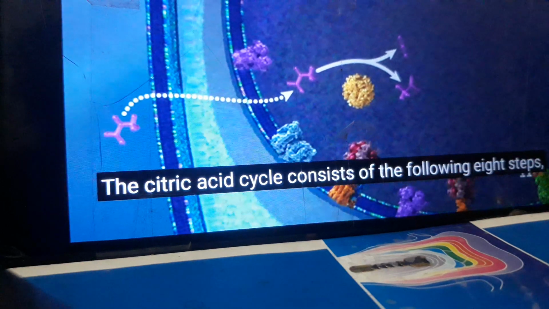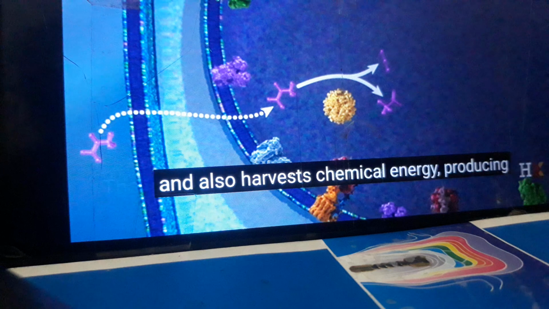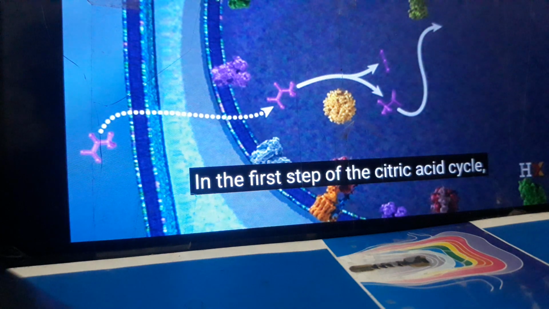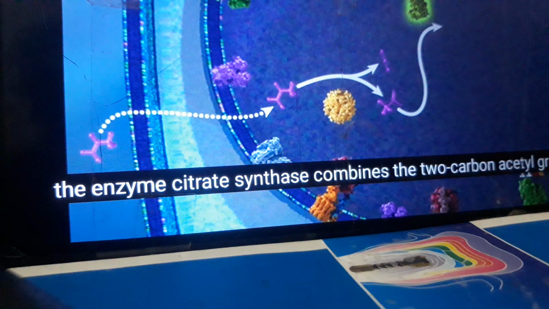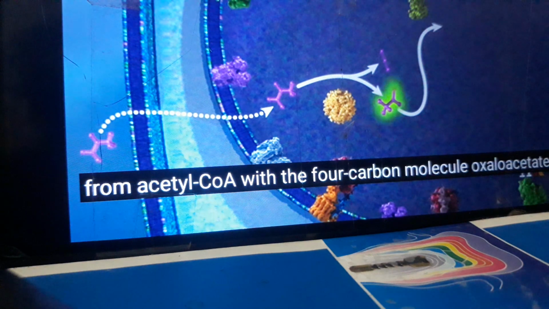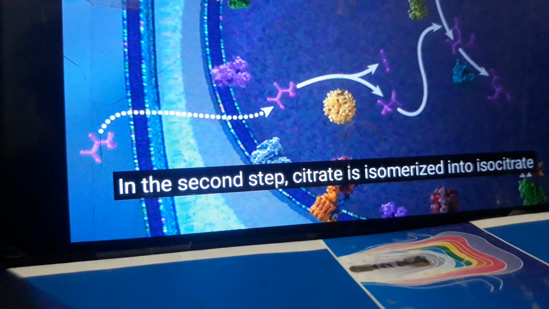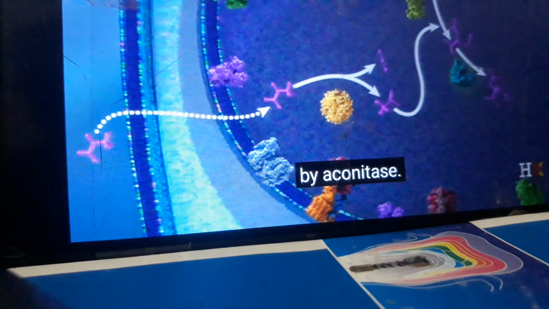The citric acid cycle consists of the following 8 steps and also harvests chemical energy, producing a total of 3 NADH molecules. In the first step of the citric acid cycle, the enzyme citrate synthetase combines the 2-carbon acetyl group from acetyl-CoA with the 4-carbon molecule oxaloacetate. This generates the 6-carbon molecule citrate. In the second step, citrate is isomerized into isocitrate by aconitase.